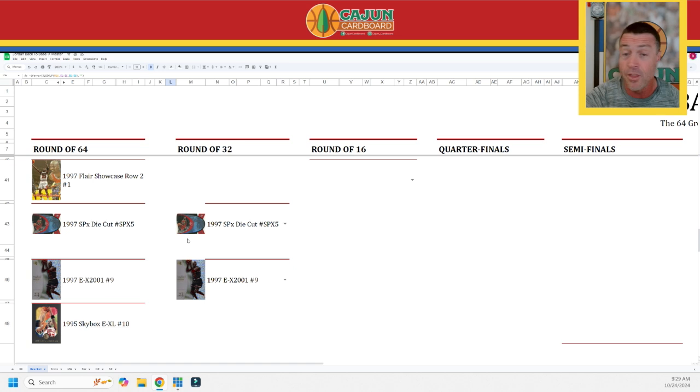And then another just crazy matchup. This is also going to be very, very tight. It's going to be the '97 SPX die cut versus the '97 EX2001. So '97 versus '97 in that one.